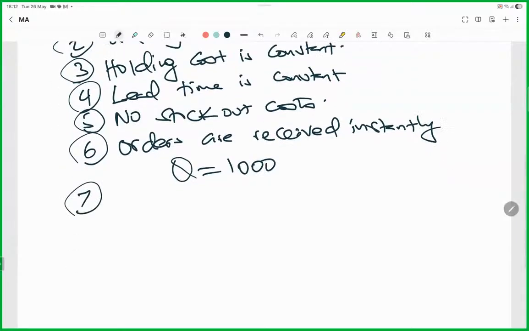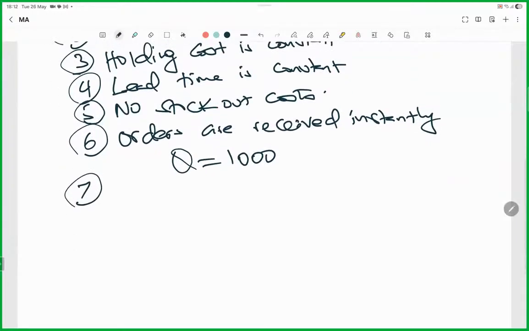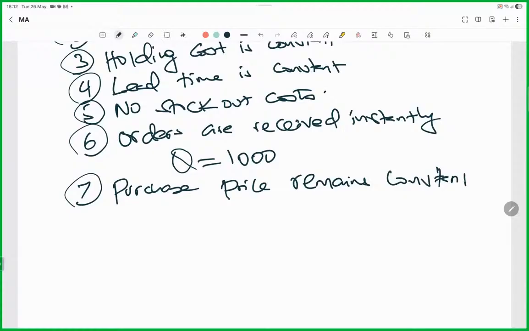Because at times they ask for 5. It's good to have a variety. Purchase price remains constant, i.e. no discounts. My very good students who are very good at mastering these things, can you kindly give me 4 assumptions of EOQ that you will never forget without looking at your book.